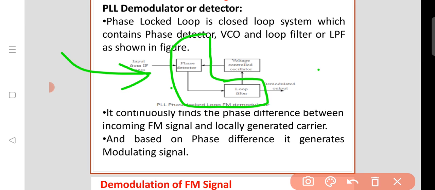So the input carrier signal is nothing but our FM signal. Okay, the FM signal is a carrier signal with deviations. So the phase locked loop always observes or detects the phase and frequency components of the input and compares them with the internal local oscillator. Okay, this is the voltage controlled oscillator, VCO.